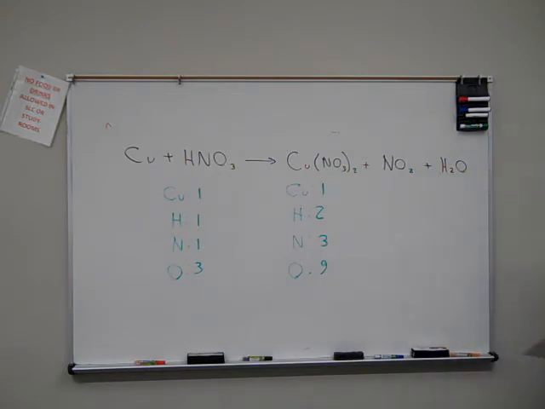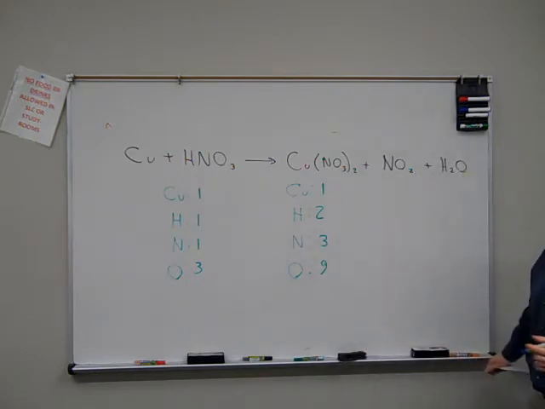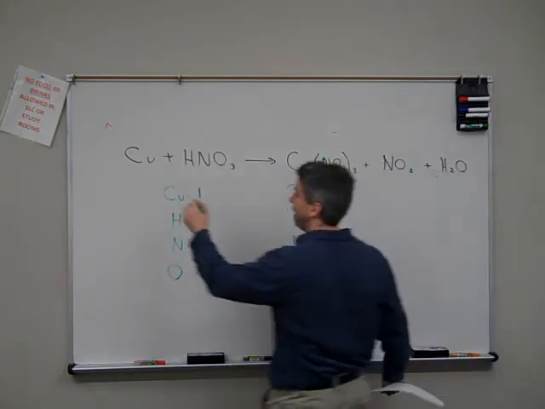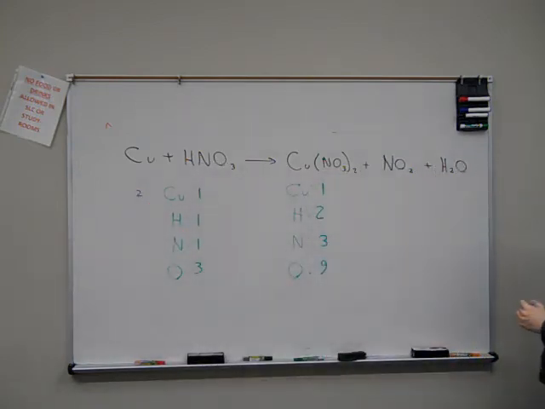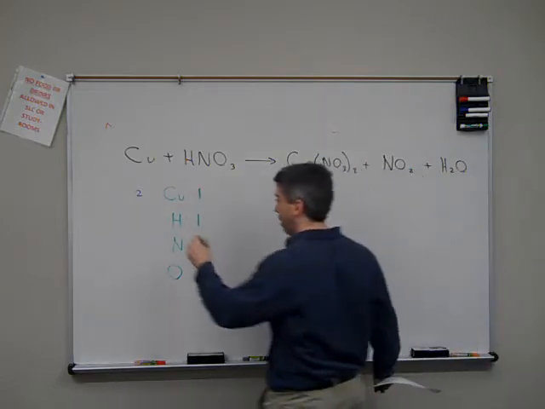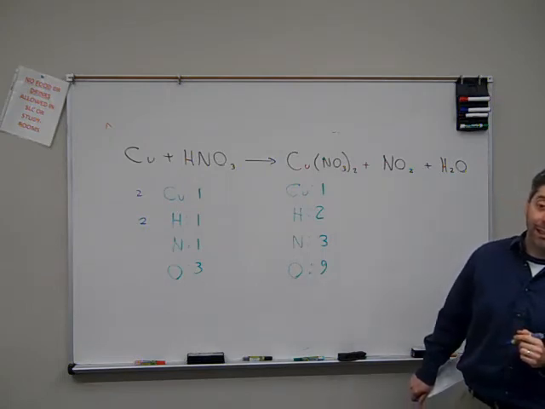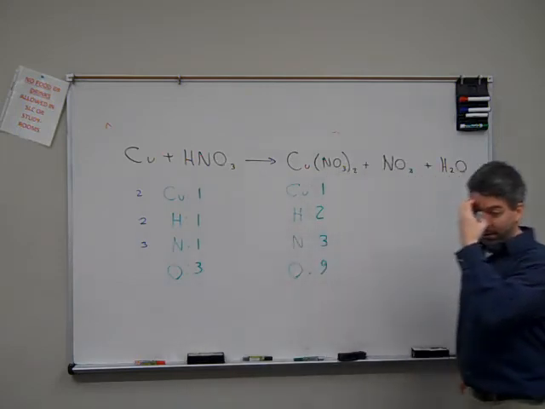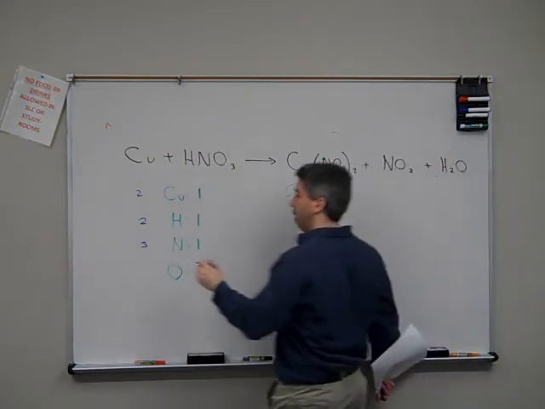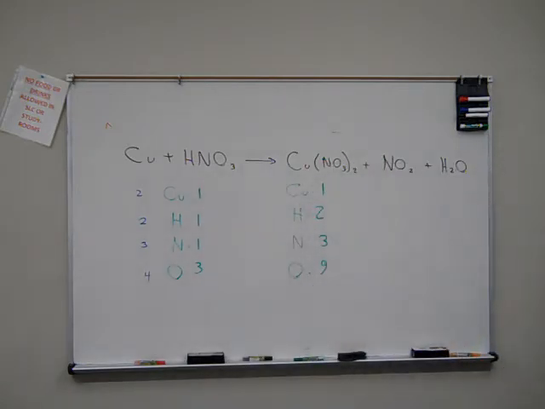So, if we're looking at this, copper appears in how many compounds? 2. Hydrogen appears in how many compounds? 2. Nitrogen appears in how many compounds? 3. And oxygen appears in how many compounds? 4. So copper and hydrogen are going to be the easiest ones to balance, so we'll start with those.